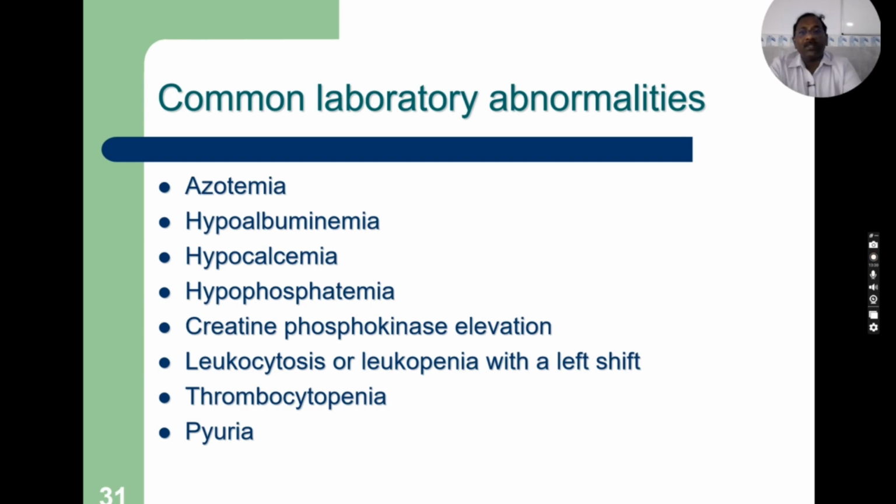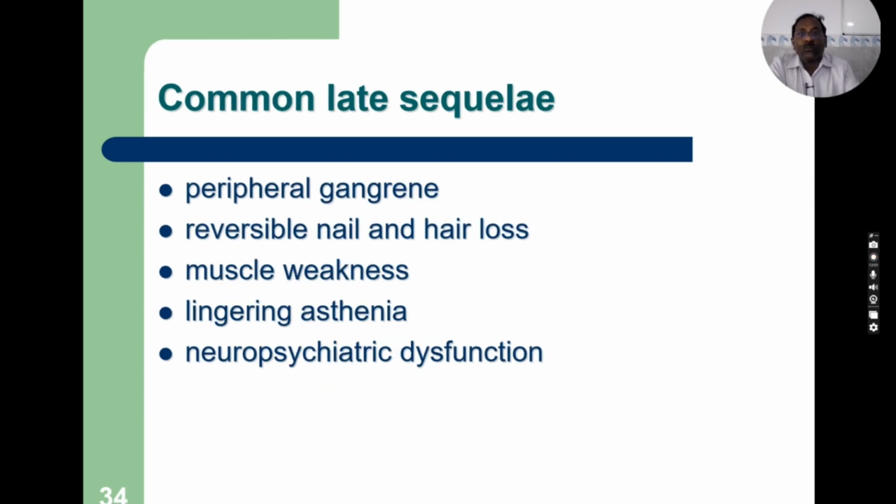These are common abnormalities we often see in these cases: azotemia, hypoalbuminemia, hypocalcemia, hypophosphatemia, creatine phosphokinase elevation, leukocytosis or leukopenia, thrombocytopenia and pyuria. Late sequelae may include peripheral gangrene, reversible nail and hair loss, muscle weakness, severe asthenia, and sometimes neuropsychiatric dysfunction.